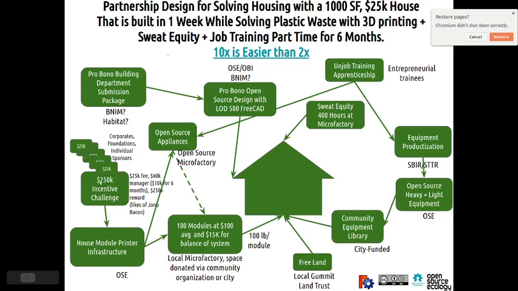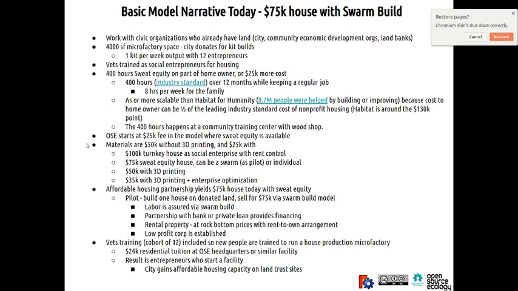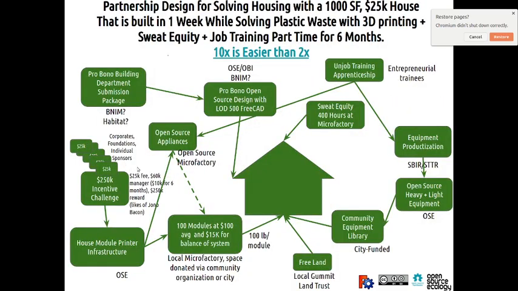So what else is here? I see the incentive challenge. I put the 25Ks as getting a bunch of corporates and allies, foundations, individual sponsors to chip in for that. OSE could be one of them. House module printer infrastructure, yeah, I think that does make sense. And then I could see the modules, a lot of the materials that we use being replaced, and I could see the cost going down to half. And that requires, say we're trying to scale this program, we might think we need a 4,000 square foot facility if you're going to crank these things out.